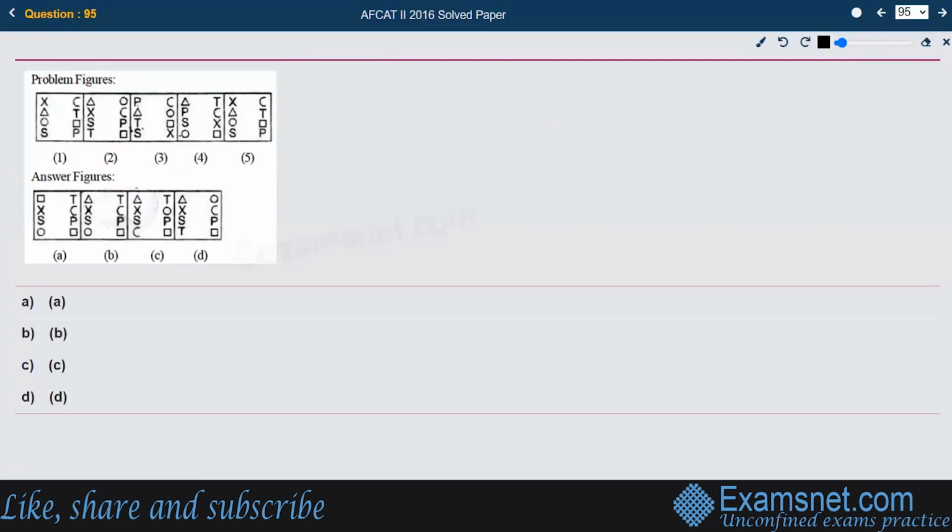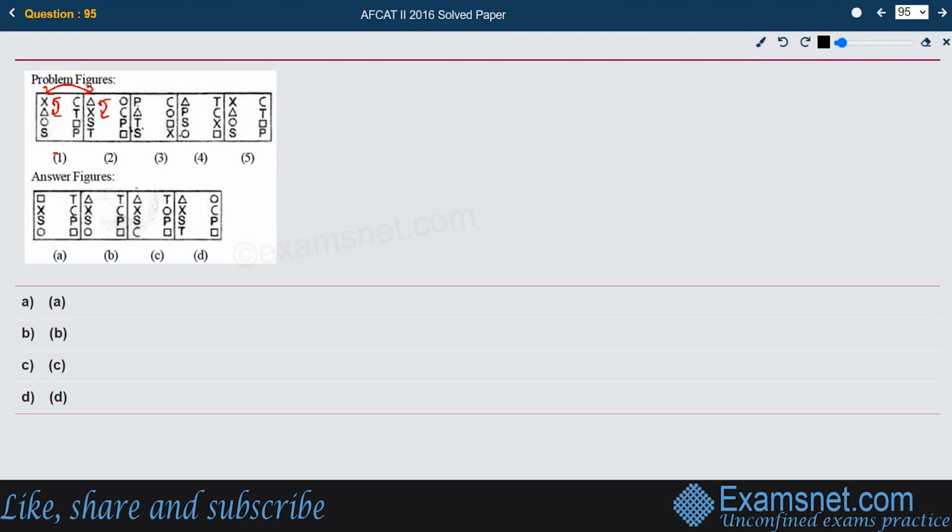Next, problem figure, and we have to track the pattern and answer the question given. What's happening between 1 and 2? If you see it, between 1 and 2, if you compare the first line, the left line, the cross and triangle have been swapped. The first thing that is done is the cross and triangle have been swapped.